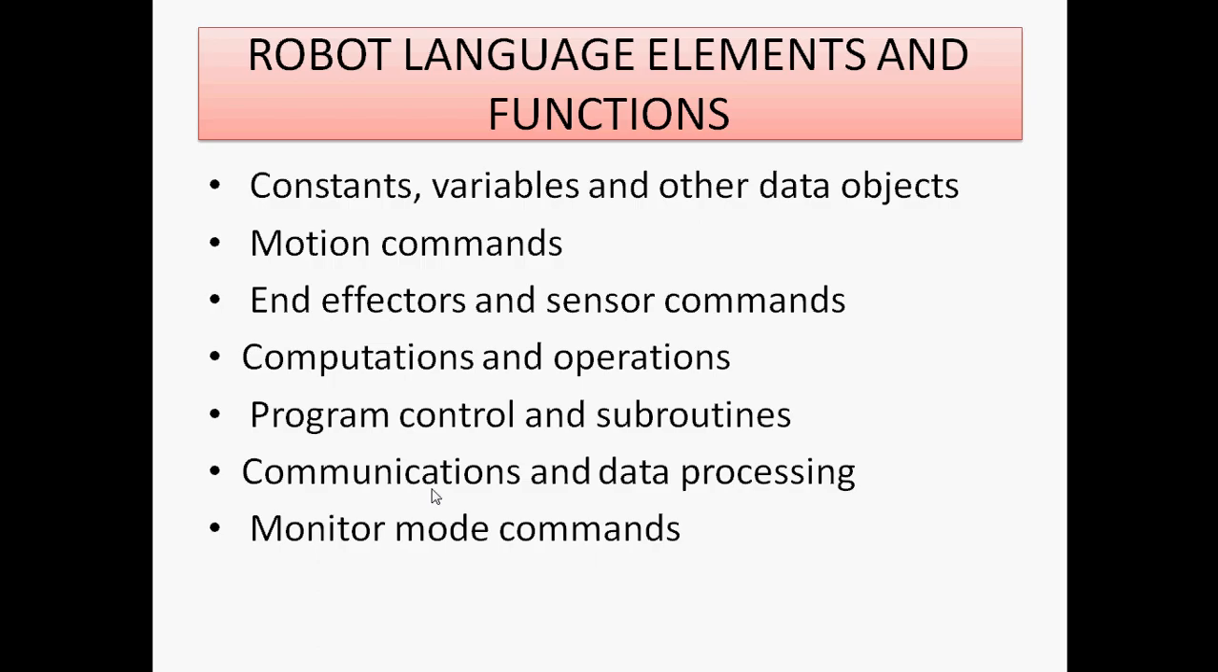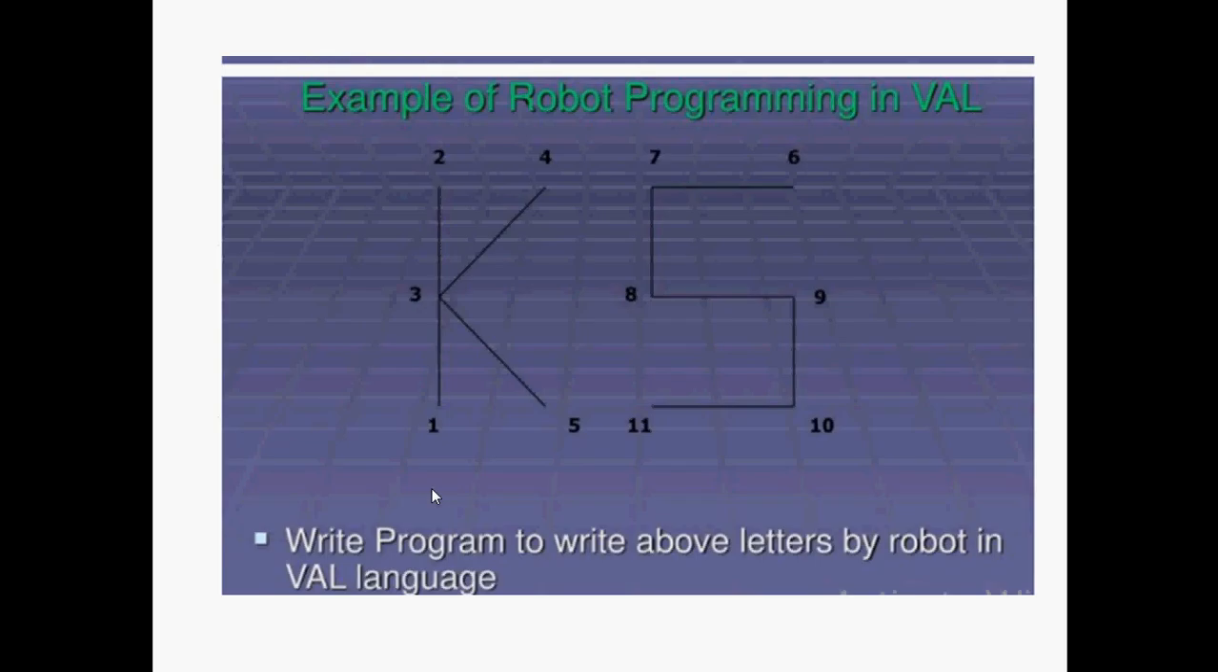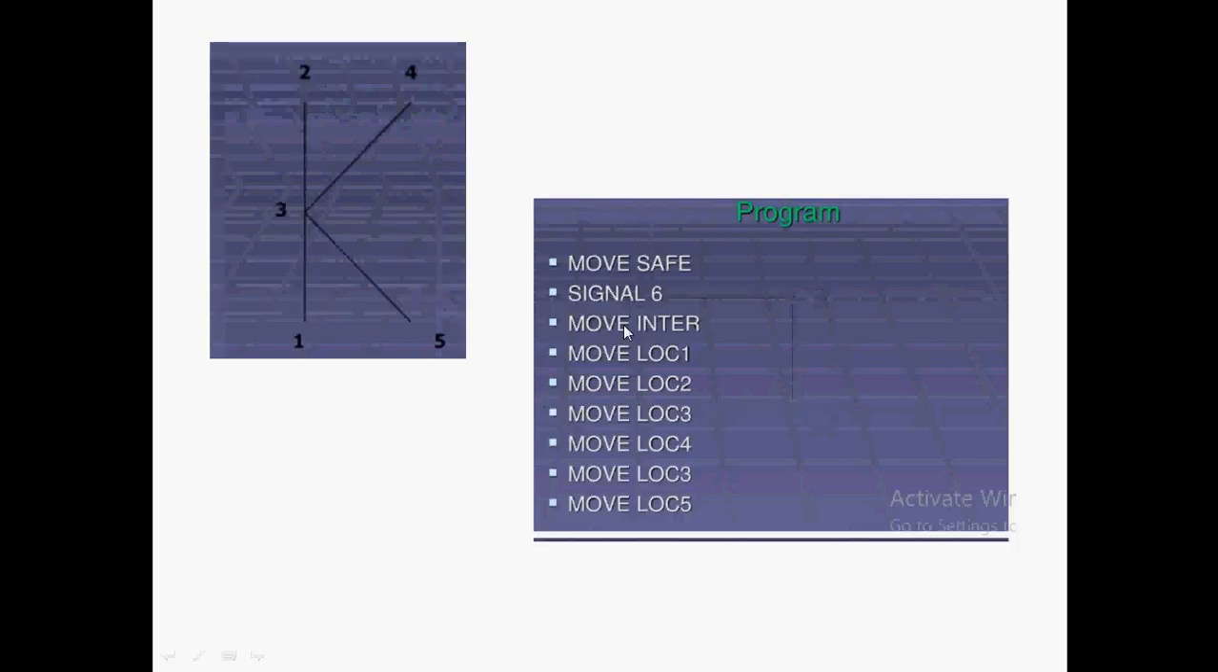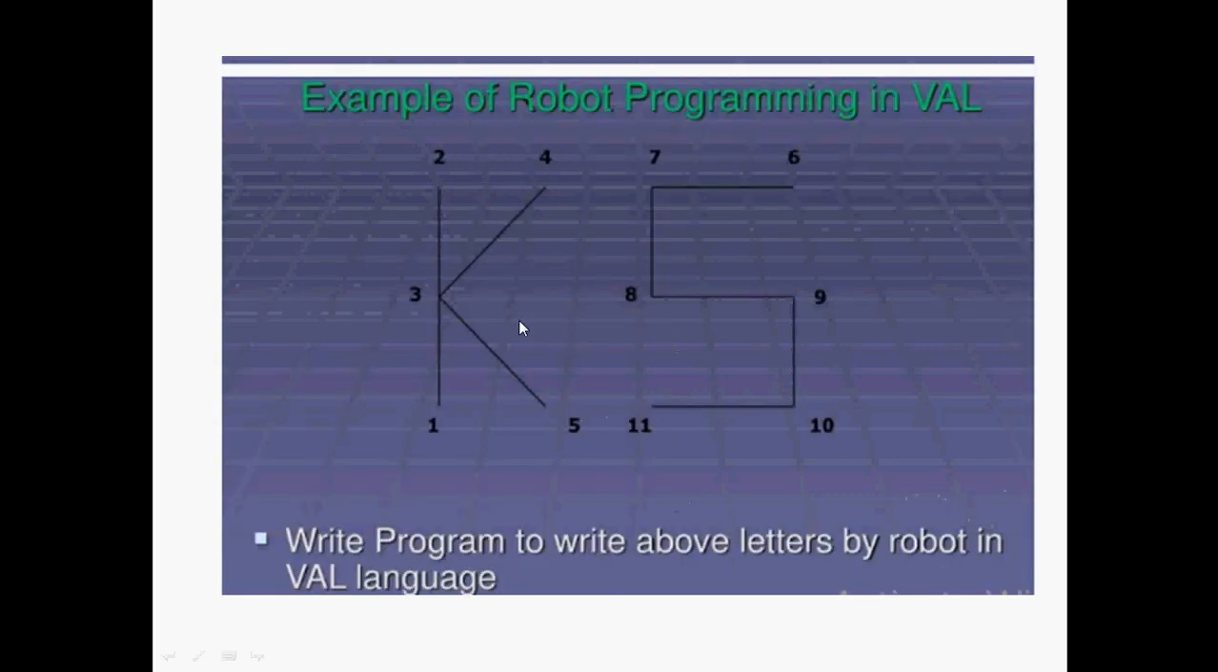While discussing these program languages, first of all we write a simple program for the letters, using the Val robot language. The two letters we are doing are K and S. First of all we discuss the K part.